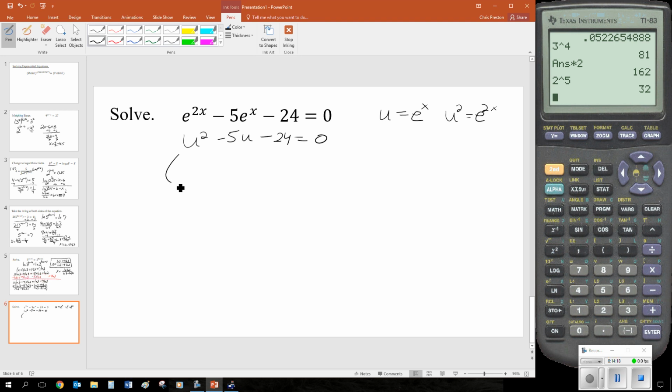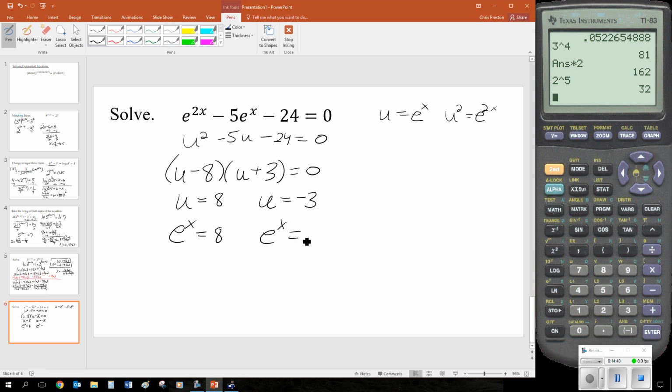And then you can factor it, u minus 8, u plus 3. If you can't factor it, you can always use the quadratic formula or something. So u equals 8, u equals negative 3. And then again, we're not solving for u, we're solving for x, so e to the x equals 8, e to the x equals negative 3, that's what u was.